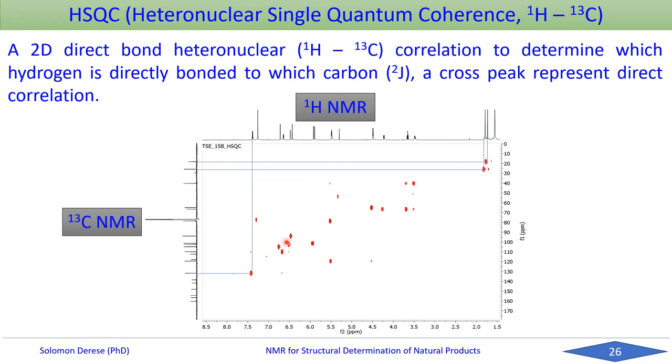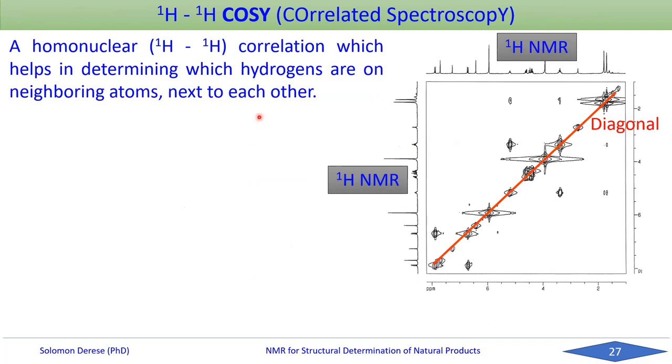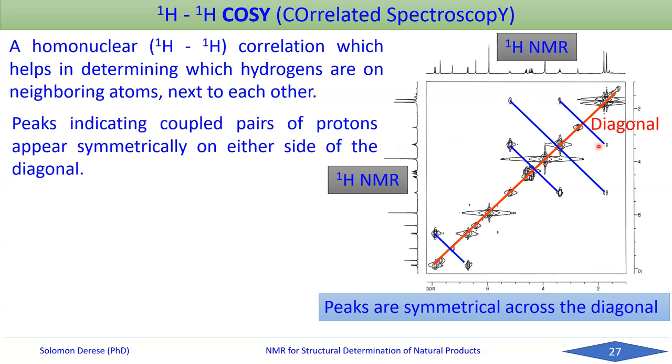And then you use COSY to give you which proton is next to which one, which we have somehow tried to determine from the coupling constant. But in the COSY, it is a proton versus proton spectrum. And then you have the diagonal, and then across the diagonal, we have peaks that are symmetrical. This one and this one, this one and this one. These ones are coupling partners. From this, you'll be able to determine which protons are next to each other to help you assemble this information in coming up with the structure of your unknown organic compound.